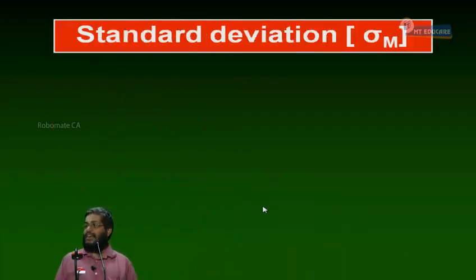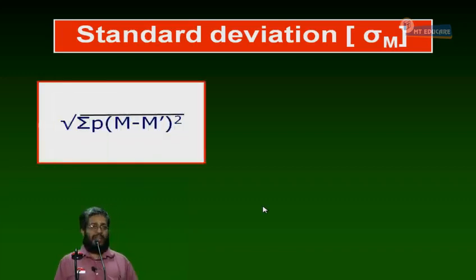Step 3. Standard deviation of market portfolio. Formula: square root of sigma P into M minus M bar the whole square. Can I proceed? Put the numbers here.